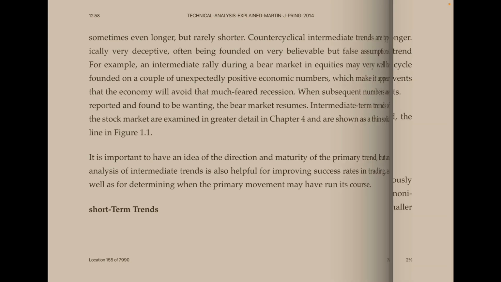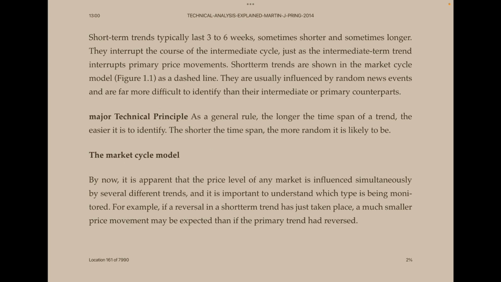Short term trends. Well, short term trends typically last 3 to 6 weeks, sometimes shorter and sometimes longer. They interrupt the course of the intermediate cycle just as the intermediate term trend interrupts primary price movements. Short term trends are shown in the market cycle model, Figure 1.1, as a dashed line.